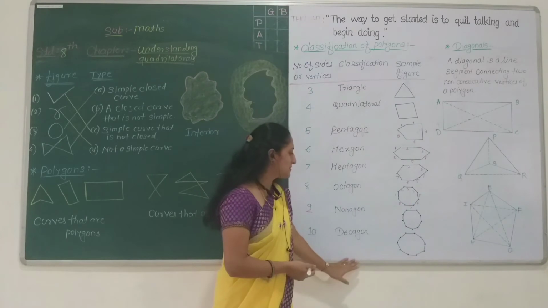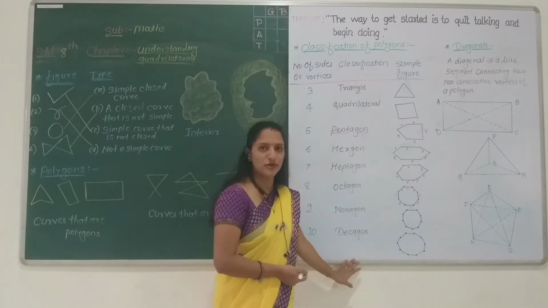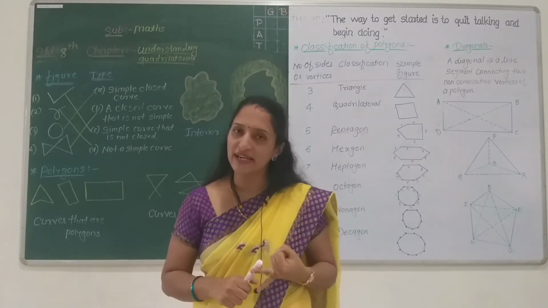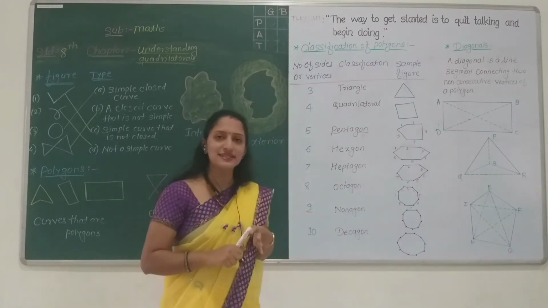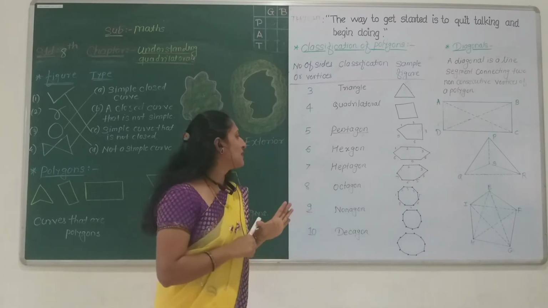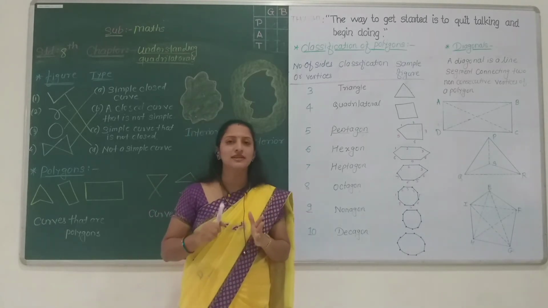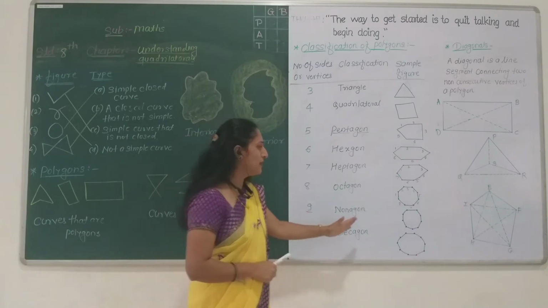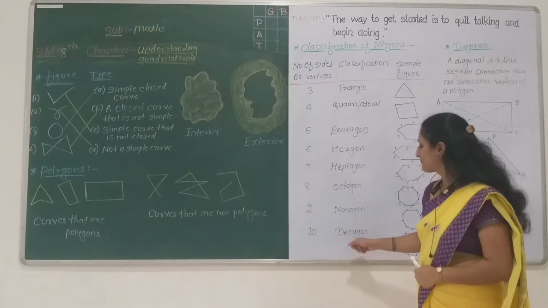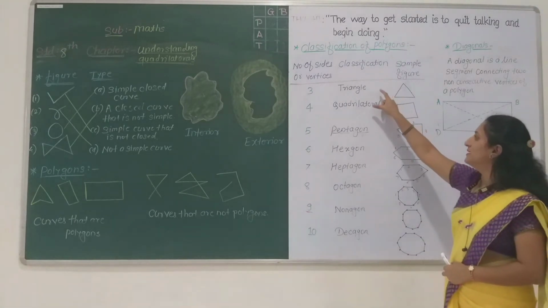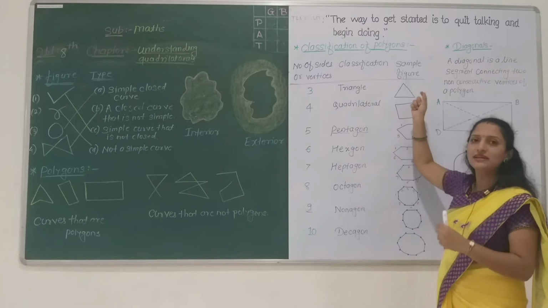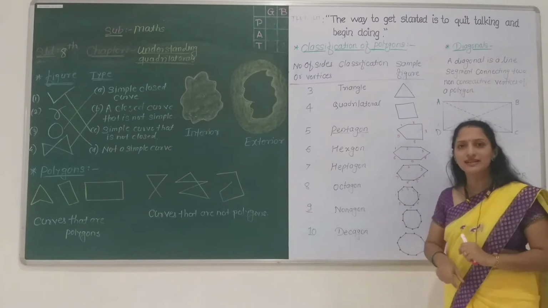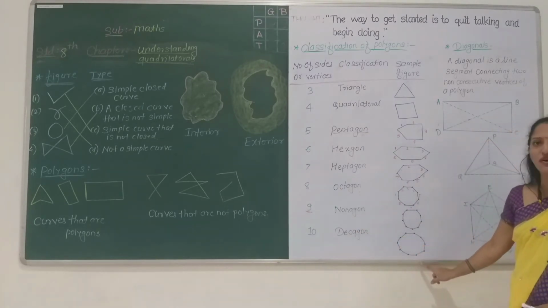Okay? So remember these words. Classification of polygons: a polygon having 3 sides is called a triangle, 4 sides a quadrilateral, 5 sides a pentagon, 6 sides a hexagon, 7 sides a heptagon, 8 sides an octagon, 9 sides a nonagon, 10 sides a decagon. So depending on the number of sides, we name the polygon as a triangle, quadrilateral, pentagon, hexagon, and so on. So this is all about classification of polygons.